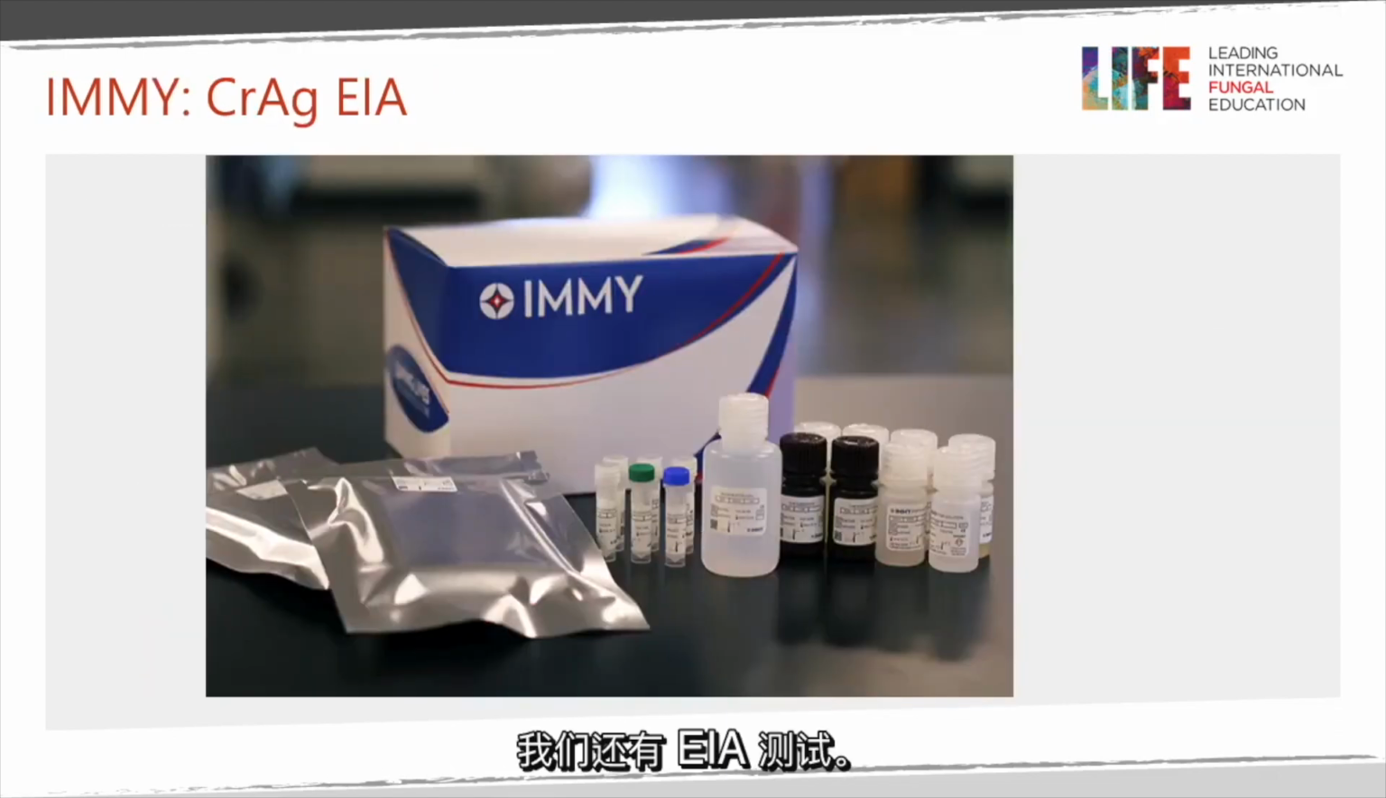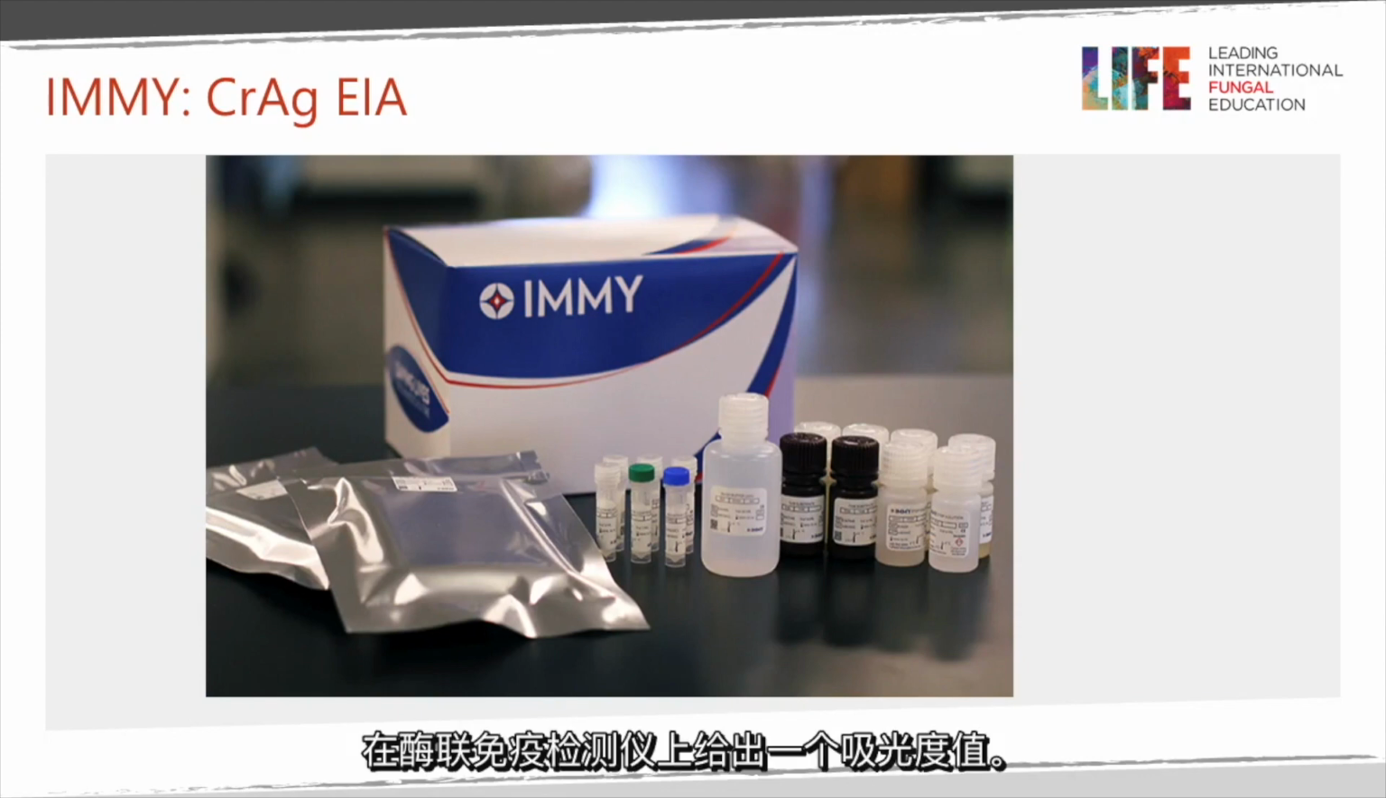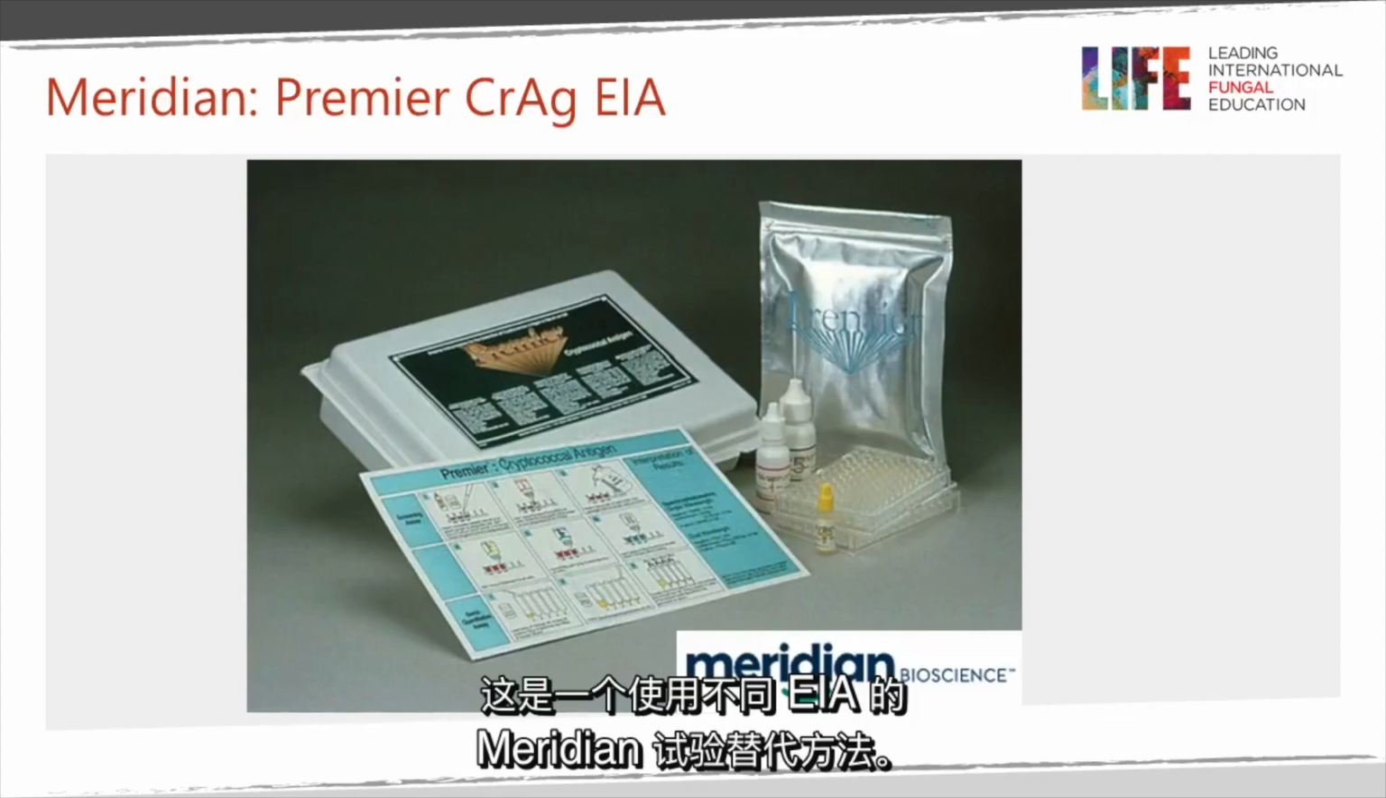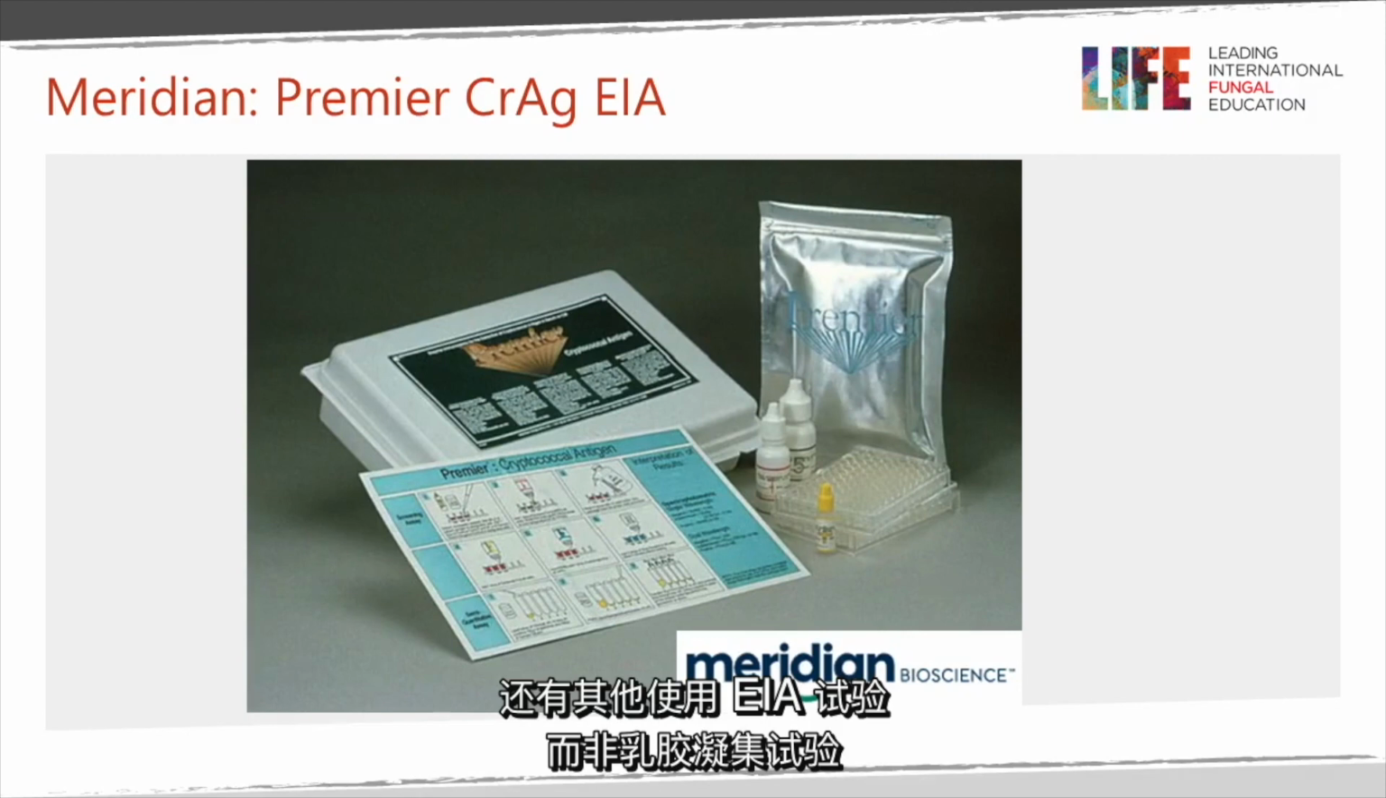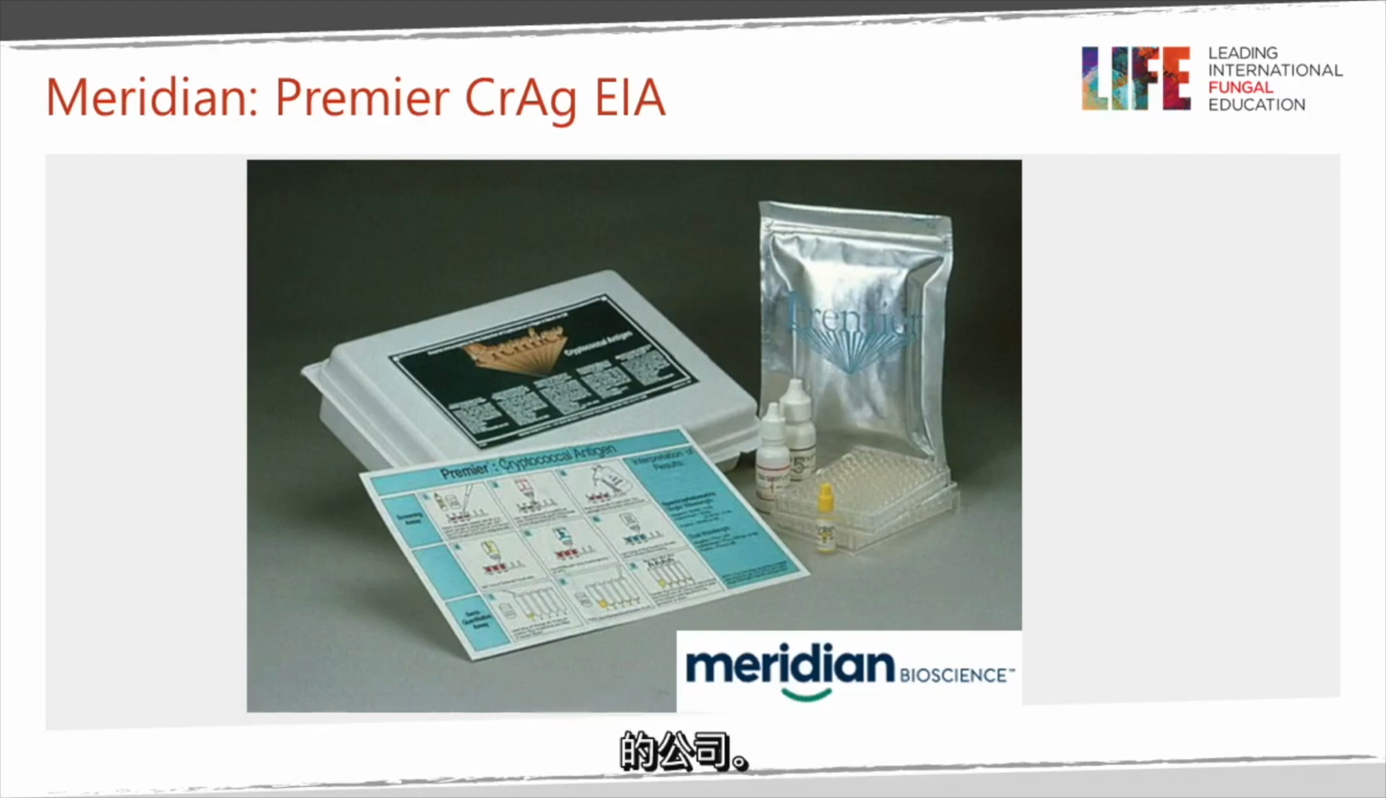There are EIA tests, so this is an example of the IMI EIA test, which gives you an OD on an ELISA reader, and there's an alternative from Meridian with a different EIA, and there are other companies with EIA tests as opposed to latex agglutination tests.